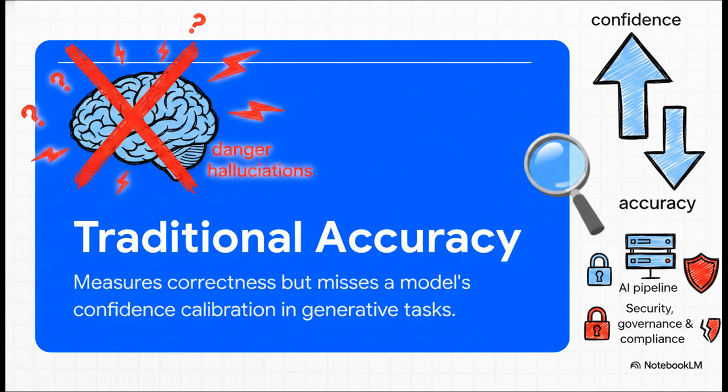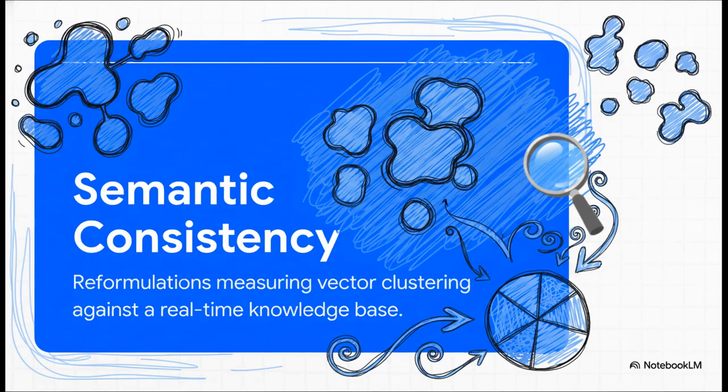You will totally miss those terrifying instances where a hallucinating model is dangerously wrong but acts highly confident in its fabricated response. So what's the fix? You absolutely must test for semantic consistency. You do this by running reformulations of a prompt at different temperatures.